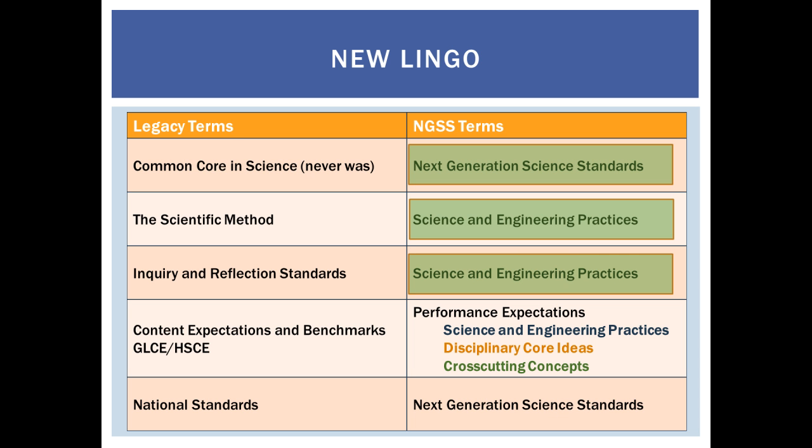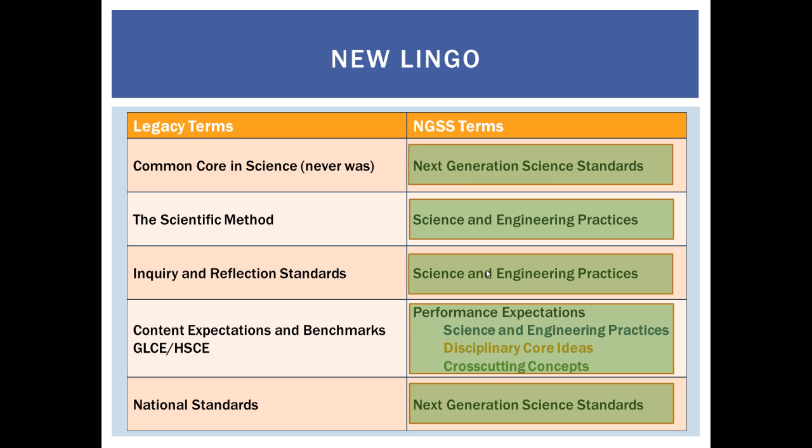The old Michigan terms, content expectations, benchmarks, GLCE, HSCE, will be going away, making room for performance expectations that include the three dimensions: science and engineering practices, disciplinary core ideas, and cross-cutting concepts. The Next Generation Science Standards are not really national standards. They were created, just like the Common Core state standards, in a state-led collaborative initiative. And so the term national standards is really not applicable.